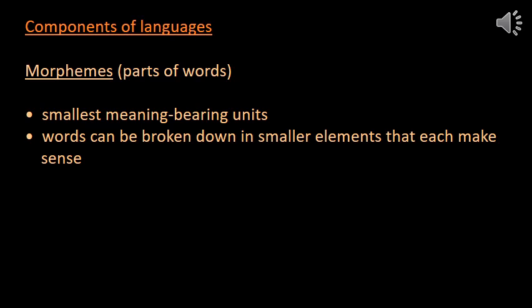Example in English, books. If I say books, it's a word. It has one syllable, and I don't care about syllables here. It has two morphemes. The first morpheme is book. It means something, it means an object. And there's the S that means many of them. So two morphemes, two meaning-bearing units in one word.